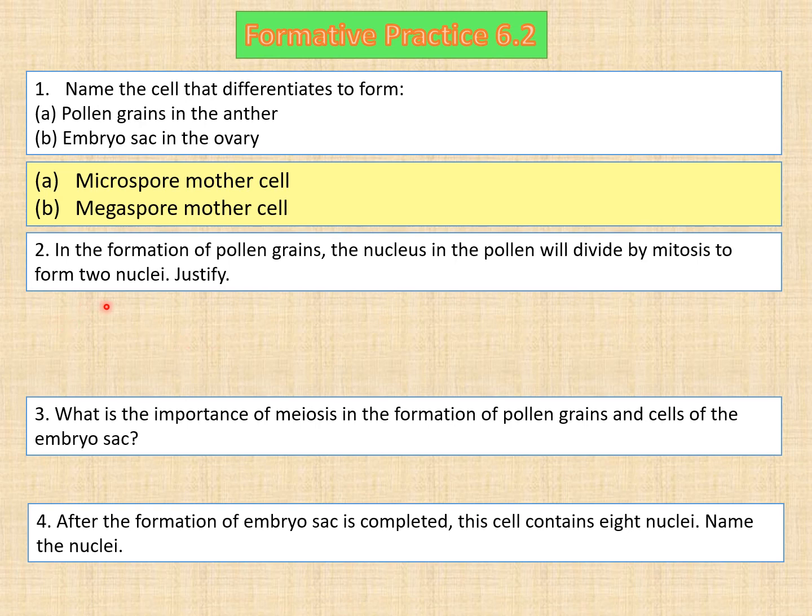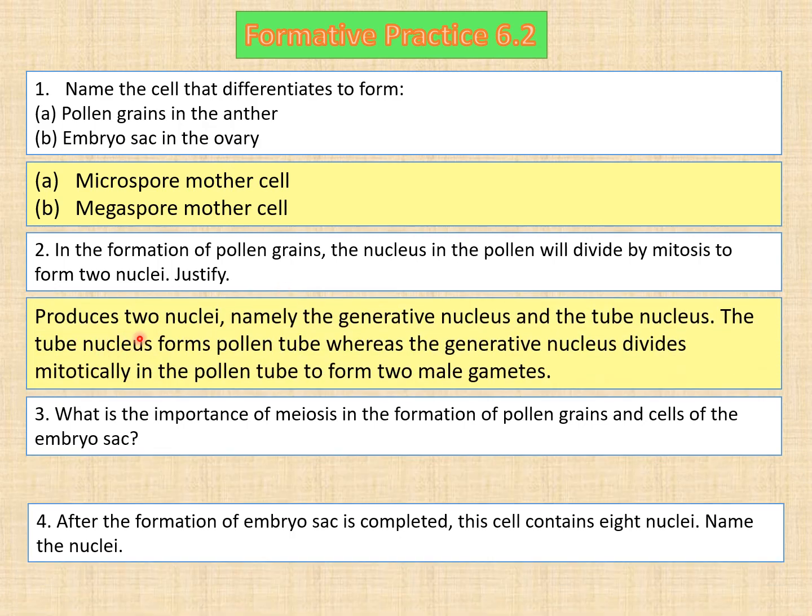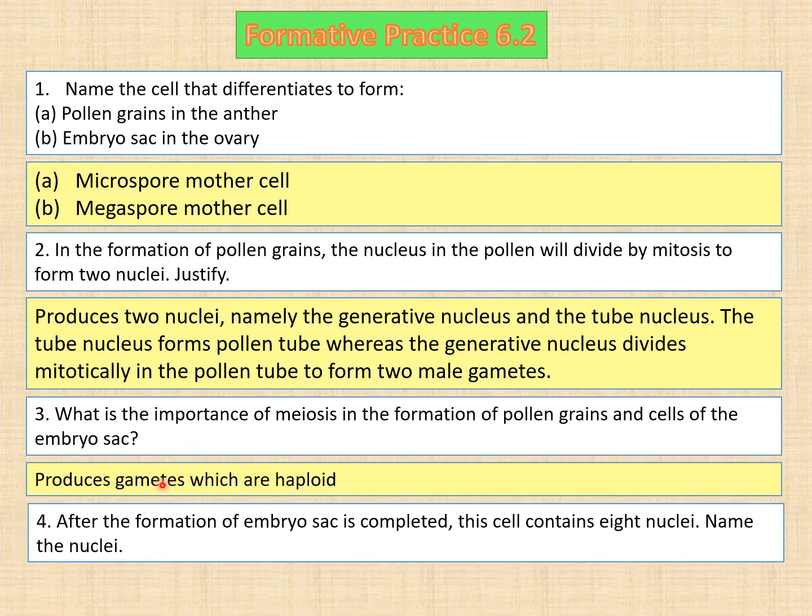Number 2. In the formation of pollen grains, the nucleus in the pollen will divide by mitosis to form 2 nuclei. Justify. Okay, it produces 2 nuclei, namely the generative nucleus and the tube nucleus. The tube nucleus forms the pollen tube, whereas the generative nucleus divides mitotically in the pollen tube to form 2 male gametes. Okay. Number 3, what is the importance of meiosis in the formation of pollen grains and cells of the embryo sac? To produce gametes which are haploid.